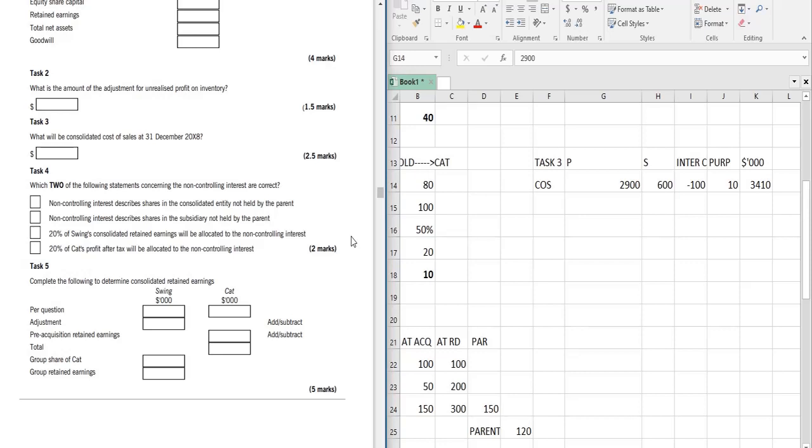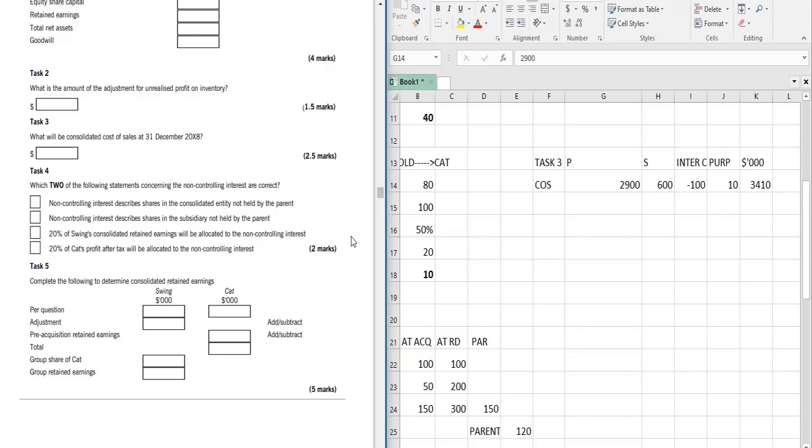The third option is 20% of Swing's consolidated retained earnings will be allocated to the non-controlling interest. Swing is the parent, right? So this one is not the case. 20% of Cat's profit after tax (PAT) will be allocated to the non-controlling interest, not the group retained earnings. So the second and the last will be correct.